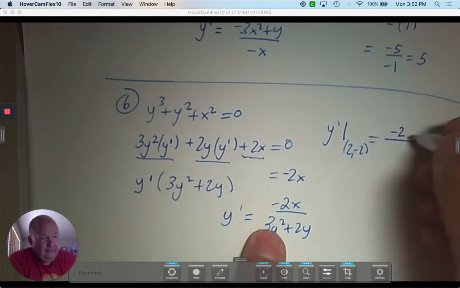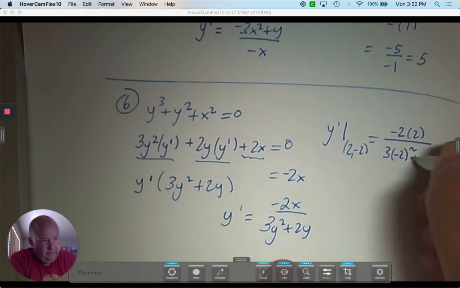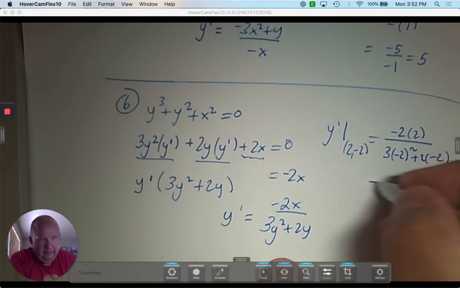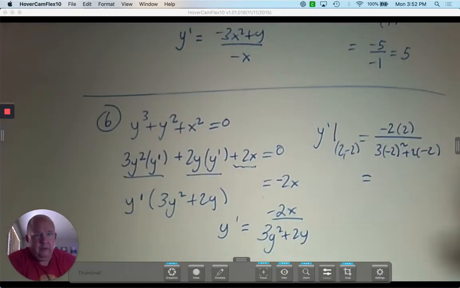Where there's an x, plug in 2. Where there's a y, plug in negative 2. And just be careful how you evaluate it. That's all. Please excuse my dear Aunt Sally. Make sure you know your signs and a whole bit.